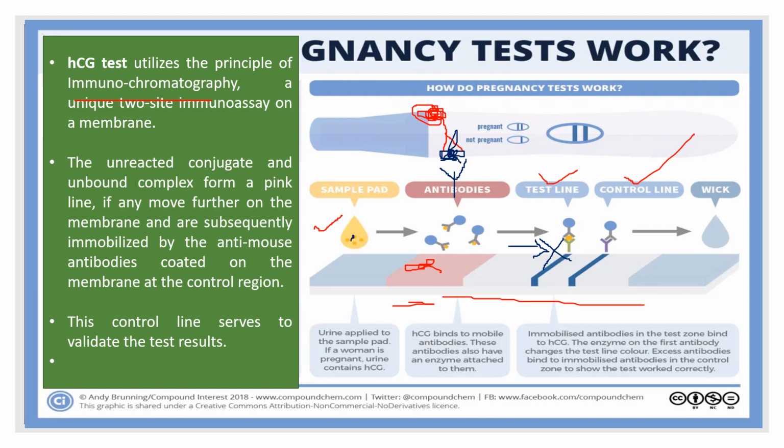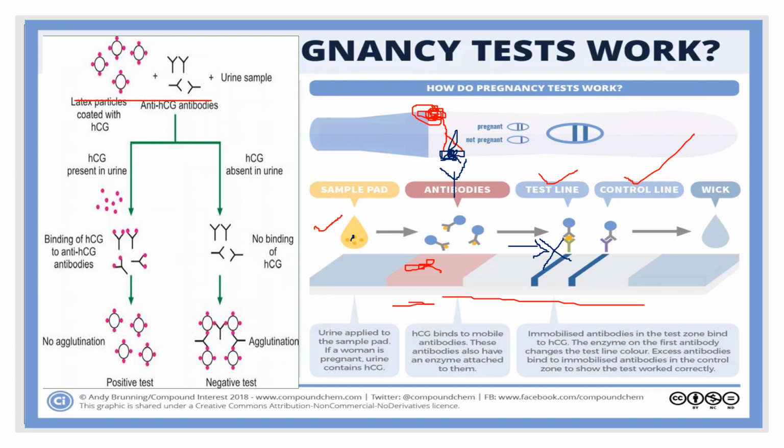So initially it will be immobilized, then the unreacted conjugate and the unbound complex form a pink line if they move further along the membrane and are subsequently immobilized by the anti-mouse antibody coated on the membrane at the control region. This control region is very important. It serves to validate the test result. So this is the principle.